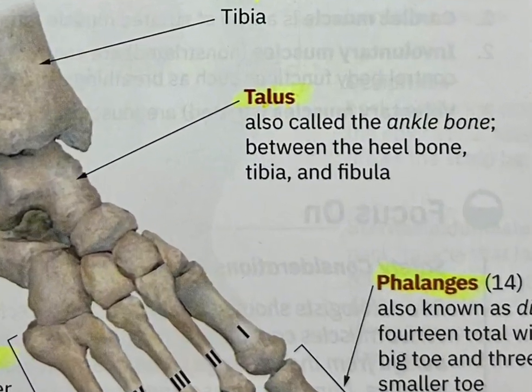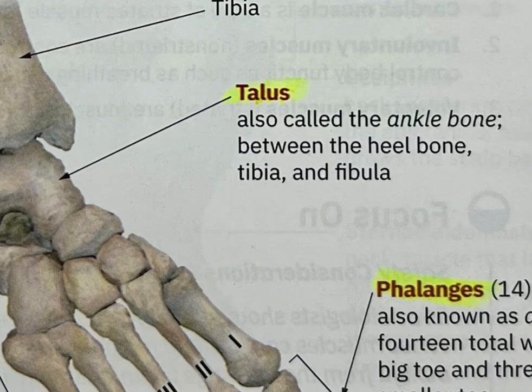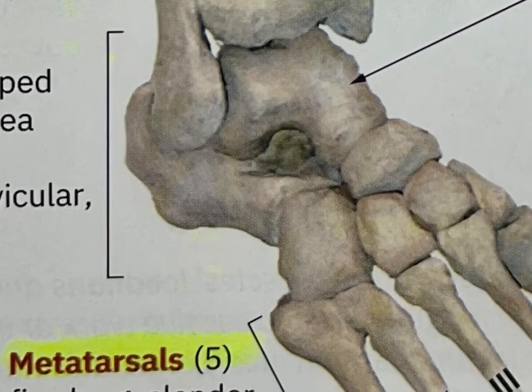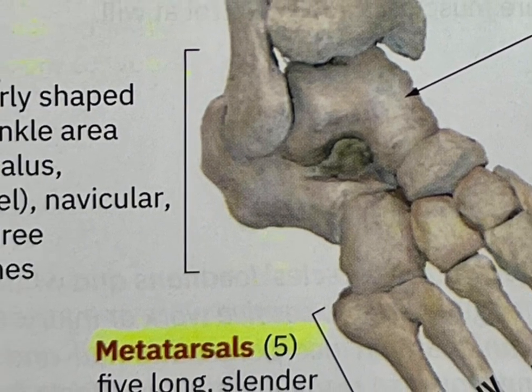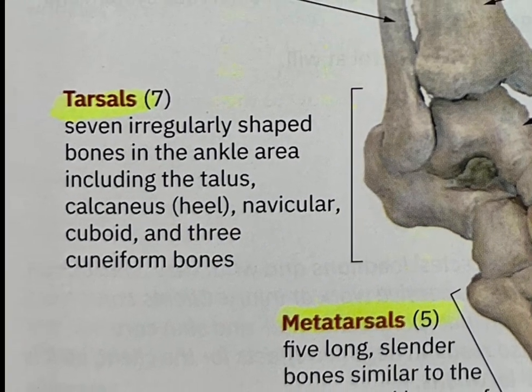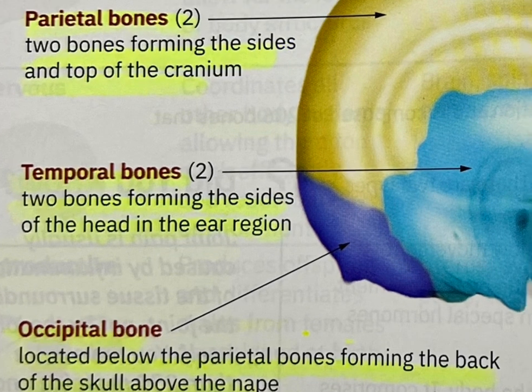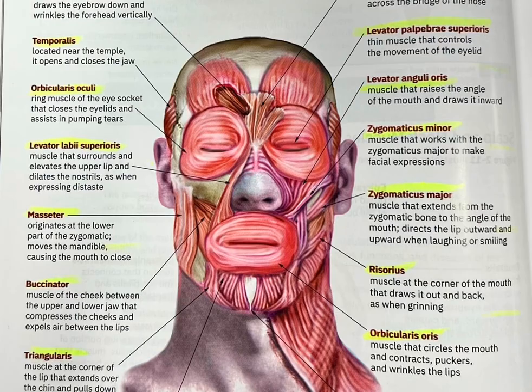Talus, also called the ankle bone, located between the heel, tibia, and fibula. Tarsals, 7 irregularly shaped bones in the ankle area, including the talus, calcaneus, or the heel, navicular, cuboid, and 3 cuneiform bones. Temporal bones, 2 bones forming the sides of the head in the ear region.